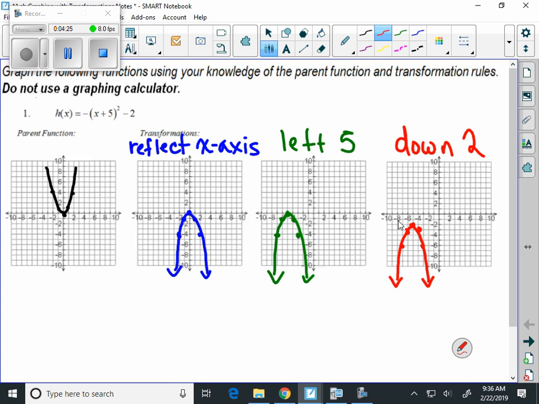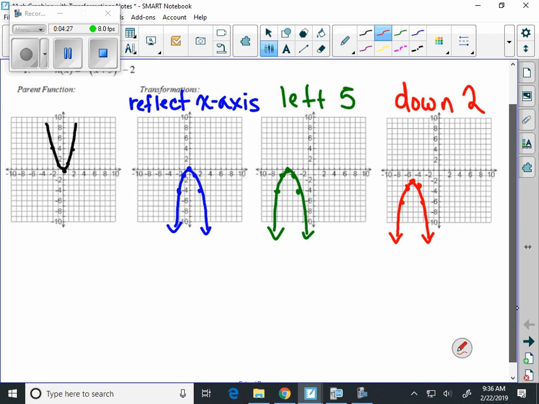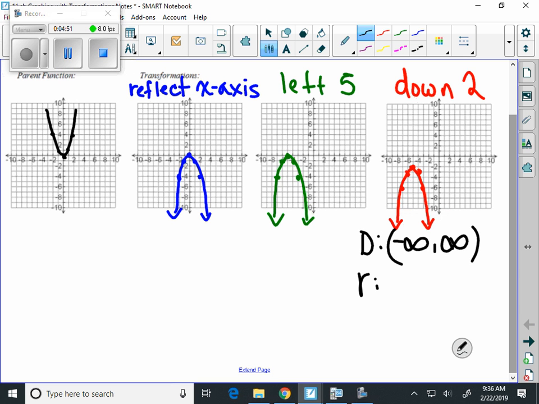Just as an aside, what's the domain of this function? It's the same for all of our quadratics. It's all reals. It's the range that we need to be a little bit more careful with. What the range says is that we ask ourselves, do we have a high point or do we have a low point on the graph? We have a high point.